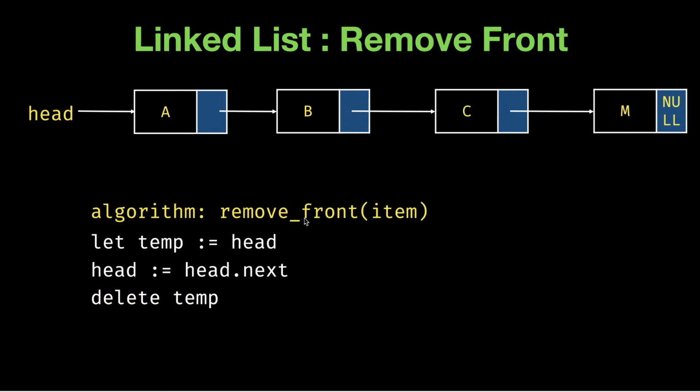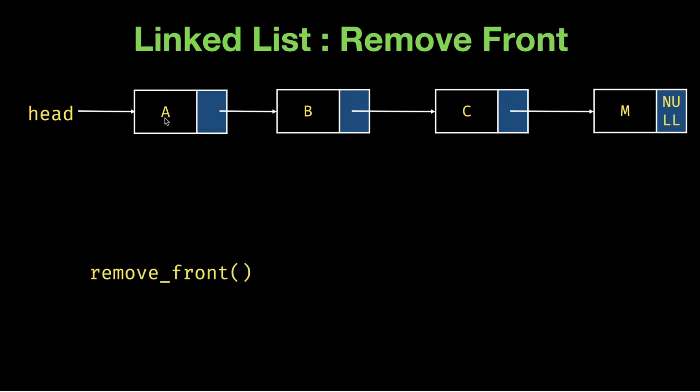So for this algorithm, we will first hold the head node in a pointer called temp, and we will just say head will point now to head.next, that means the next element, that is the second element, and then we will just delete the first node. Let us see this visually.